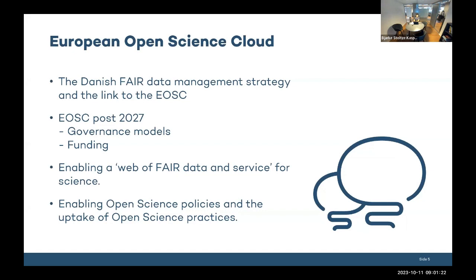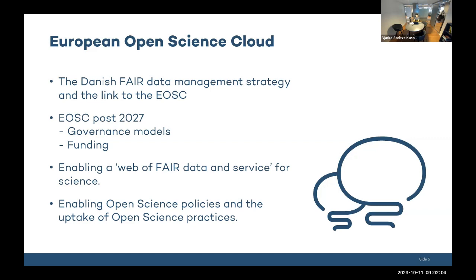Then a little bit about the JOSC. I think when we are working in the JOSC forum, it's very important for us to stand on the Danish strategy for data management. So all that we do in JOSC, we have a lot of support from DIKE in this work. But at the moment, the big topic is the JOSC post 2027, where we're looking into new governance models. We have to find a model for the European Open Science Cloud post 2027, but we also need to find a new way of funding.